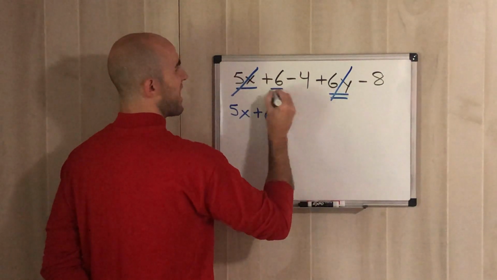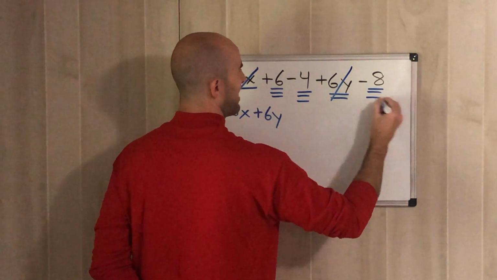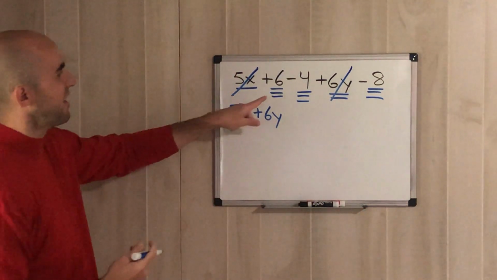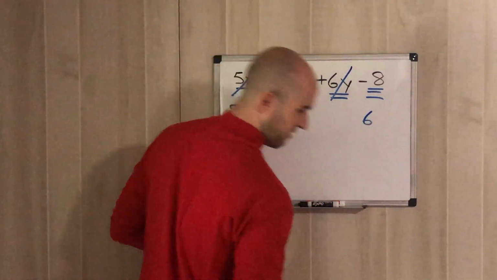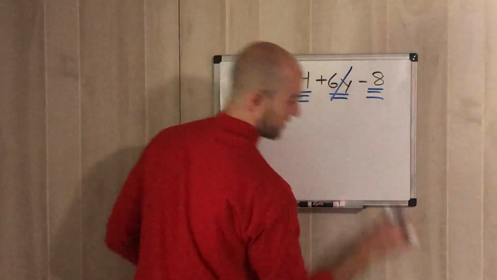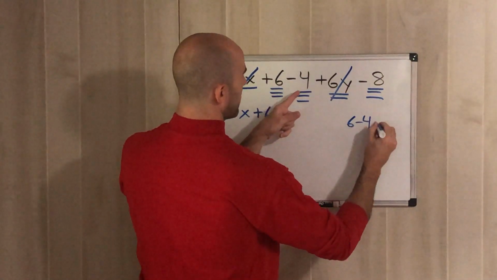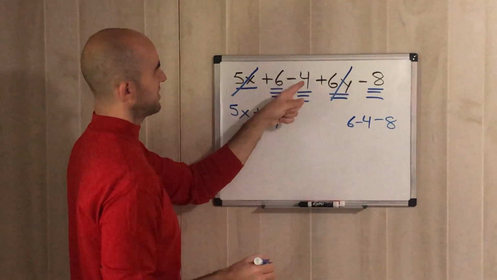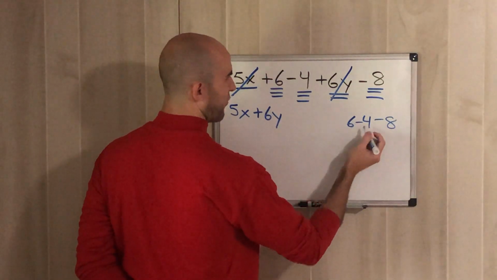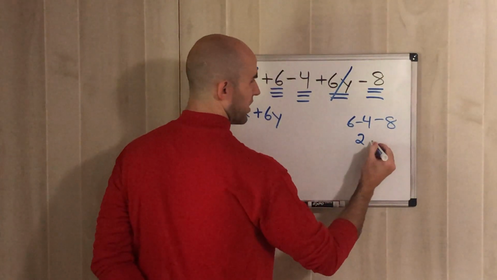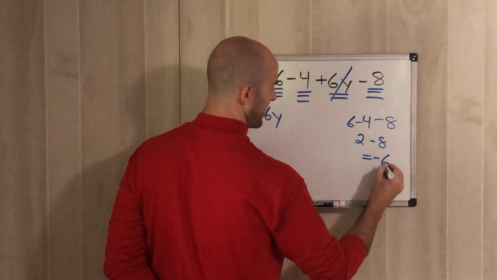And now the last thing, we have 6, we have a 4, and we have an 8. But again, look at the signs to be careful. So we know that we have 6. Here, let me write this over here so you guys can see it. We have 6 minus 4 minus 8, right? 6 minus 4 minus 8. And so now we know that 6 minus 4 is 2, right? We know that 2 minus 8 is going to give us negative 6.